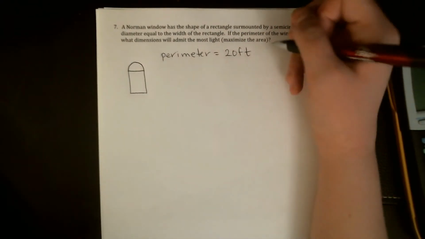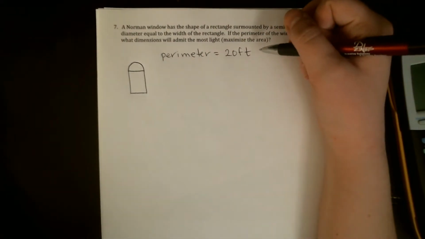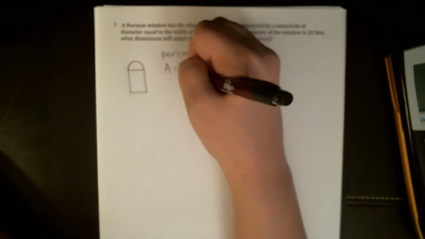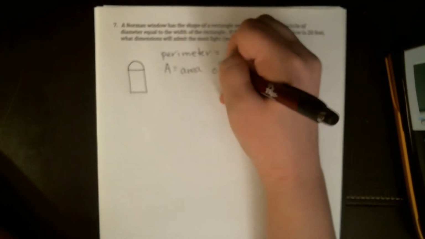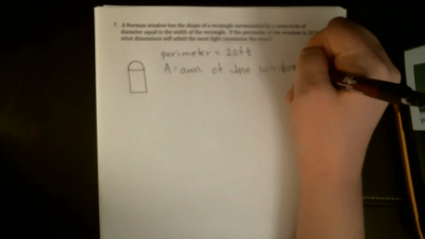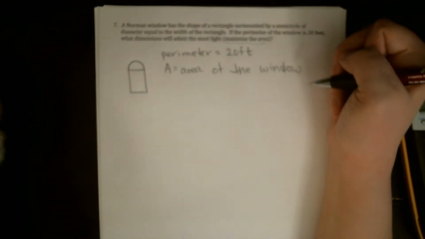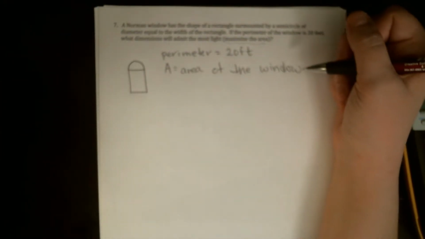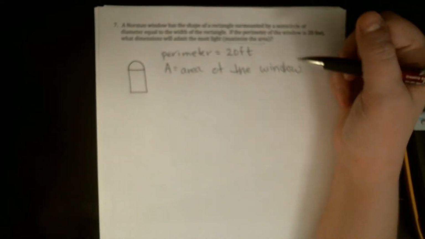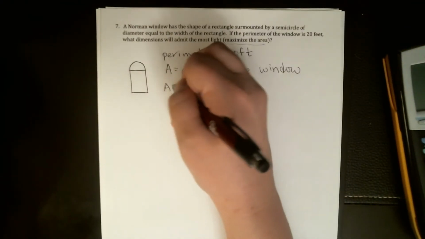Okay, so again, one of our variables we get for free. We're trying to maximize area. So let's let A equal the area of the window. So this is the whole thing. And I'm not going to go trying to pick out a second variable quite yet. I don't think it's completely obvious to me what it is so far. So I'm going to try and break this up a little more.